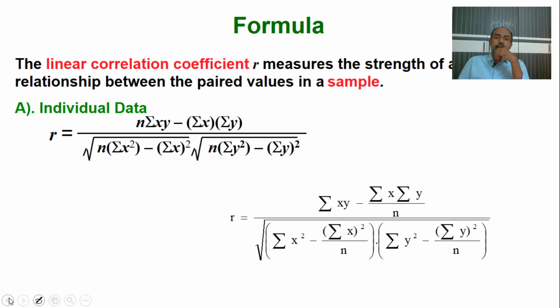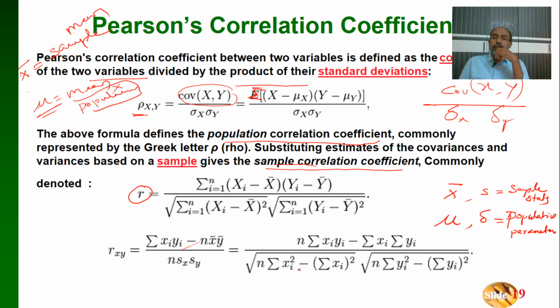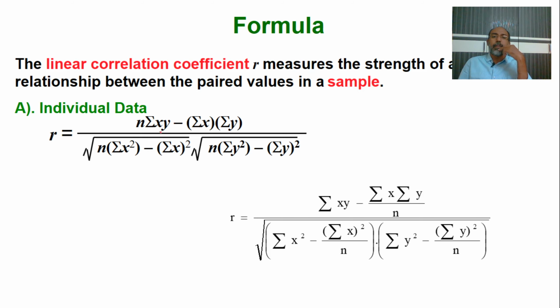If somebody gets confused with the i, n, i equal to 1 like this formula, then the easy way of writing the formula for remembering is n into sigma xy minus sigma x sigma y divided by n into sigma x square minus sigma x whole square into n into sigma y square minus sigma y whole square.